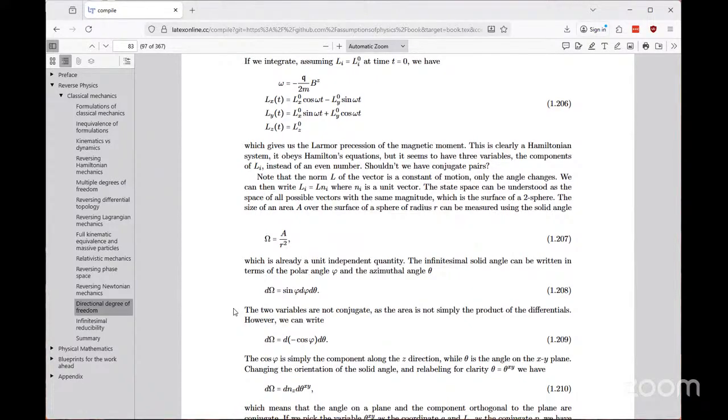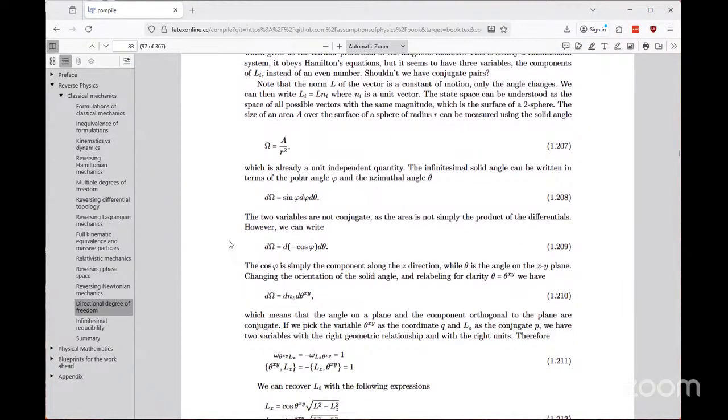This state space can be understood as the space of all possible vectors with the same magnitude, which is the surface of a two-sphere. The size of an area A over the surface of a sphere of radius r can be measured using the solid angle, sigma equals A over r squared, which is already a unit independent quantity. The infinitesimal solid angle can be written in terms of the polar angle phi and the azimuthal angle theta. So d sigma equals sine of phi, d phi, d theta.